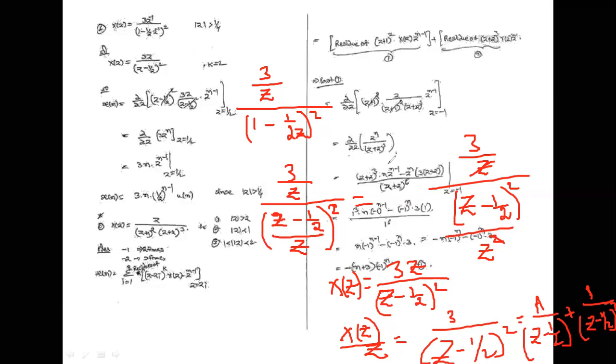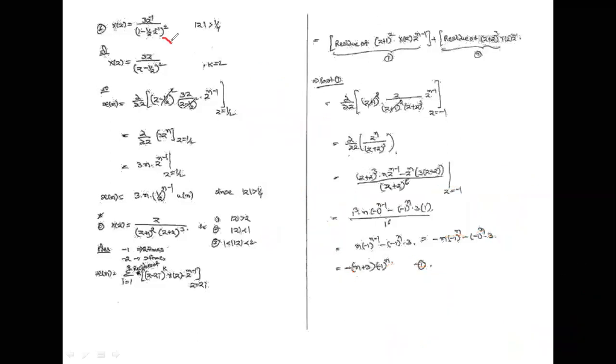X of z by z is equal to a by z minus 1 by 2 plus b by (z minus 1 by 2) whole square. This is the partial fraction expansion method. Again, you can find the a value and the b value directly by partial fractions. But here they're asking to find the inverse transformation by using the residue method.